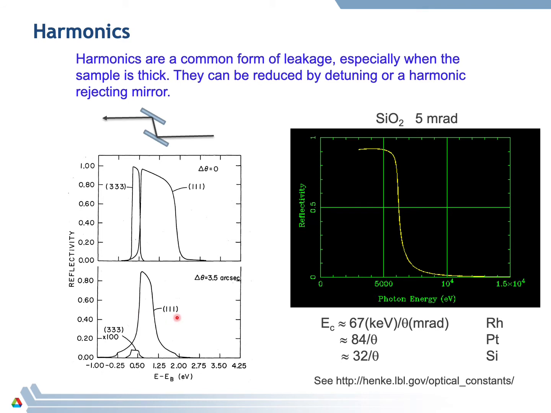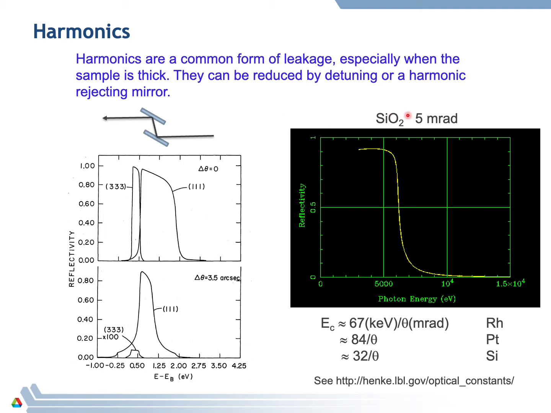So if your energy resolution is important, and you're comparing different experiments at different times, you might want to try to have the same detuning. Now, a somewhat probably better way to reduce the harmonics is to use a mirror, called a harmonic rejection mirror.